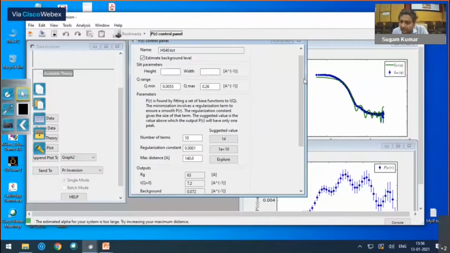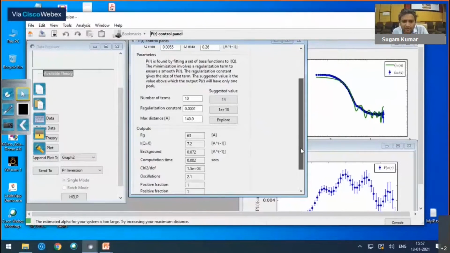In SASFIT, we were putting the value for the background, but in this software it automatically does it. But the way is the same. The scattering at the largest Q value is estimated as the background. They have already estimated the Q range.